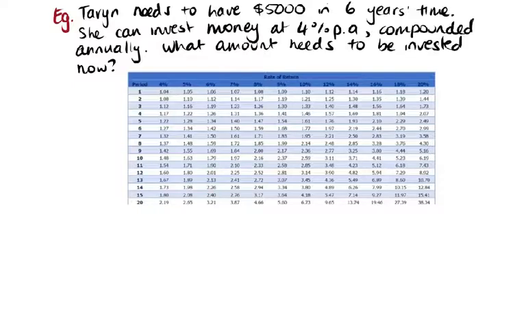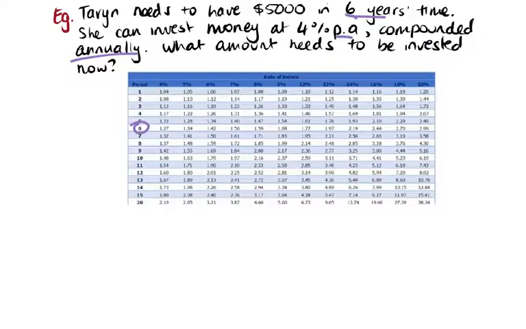The first thing I want to look at is the time period. It says 6 years' time, my interest rate is per annum, so per year, and it's also compounded annually. So my time period is just going to be 6. So I'm going to find that first on my table, which is just here.